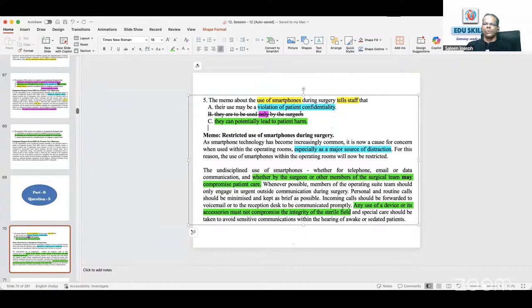So here itself you have "whether by surgeon or other members," that eliminates this option, no? It says they are to be used only by the surgeon. But the passage says whether by surgeon or other members of the team. It's not only by the surgeon. Again, their use may be a violation of patient confidentiality.